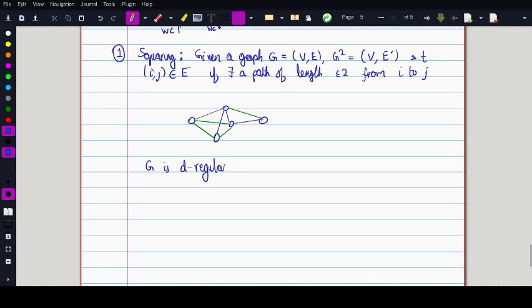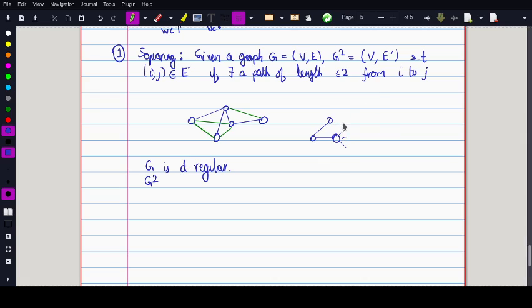What can we say about the regularity, let's say, of the new graph G square? Note that we know this node has D neighbors. So let's say we choose one of them, and this one again has D neighbors, and we can choose any one from them, and so we get D square. This might lead to some overcounting.